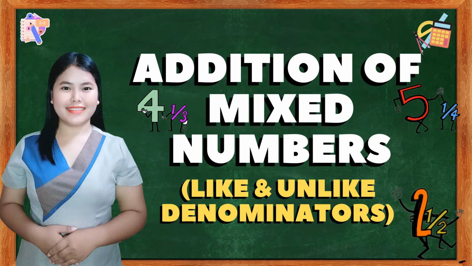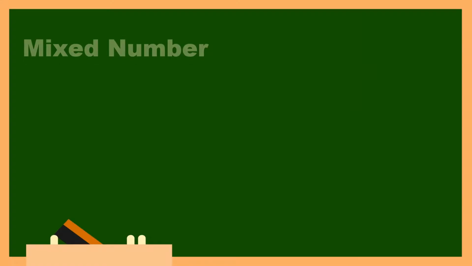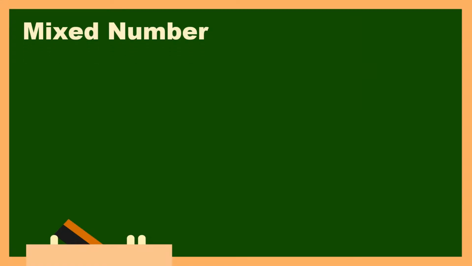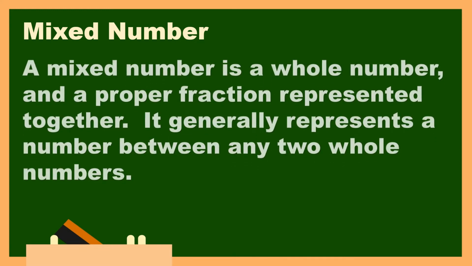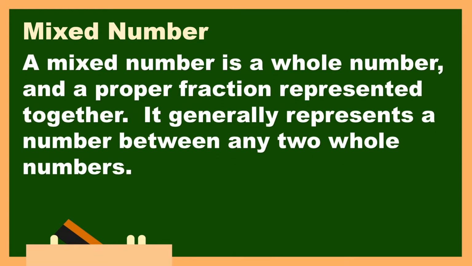Hello students! In my past tutorial, I already taught you how to change improper fractions into mixed numbers and vice versa. And today, I will teach you how to add mixed numbers with like and unlike denominators. But let us have a review first on what a mixed number is. A mixed number is a whole number and a proper fraction represented together. It generally represents a number between any two whole numbers.